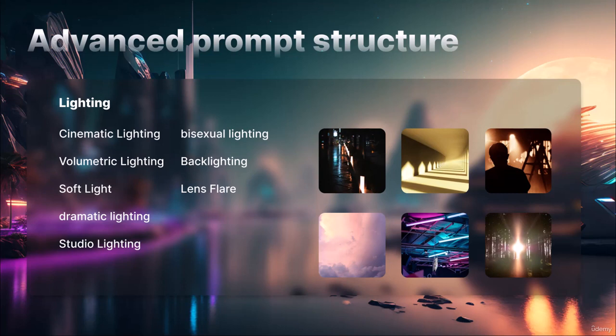Cinematic and dramatic lighting can add a sense of storytelling to your scene, while volumetric lighting can make it look more three-dimensional, often used together with 3D renderers.